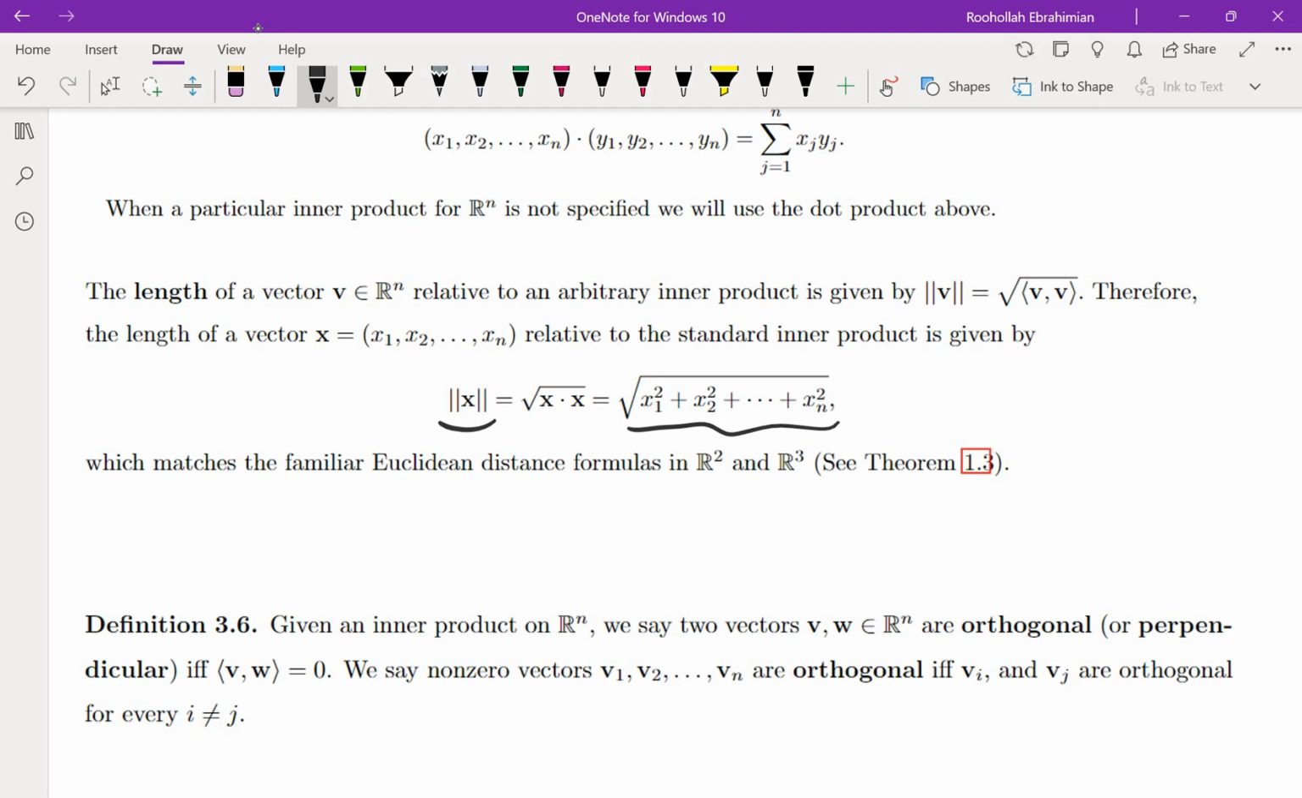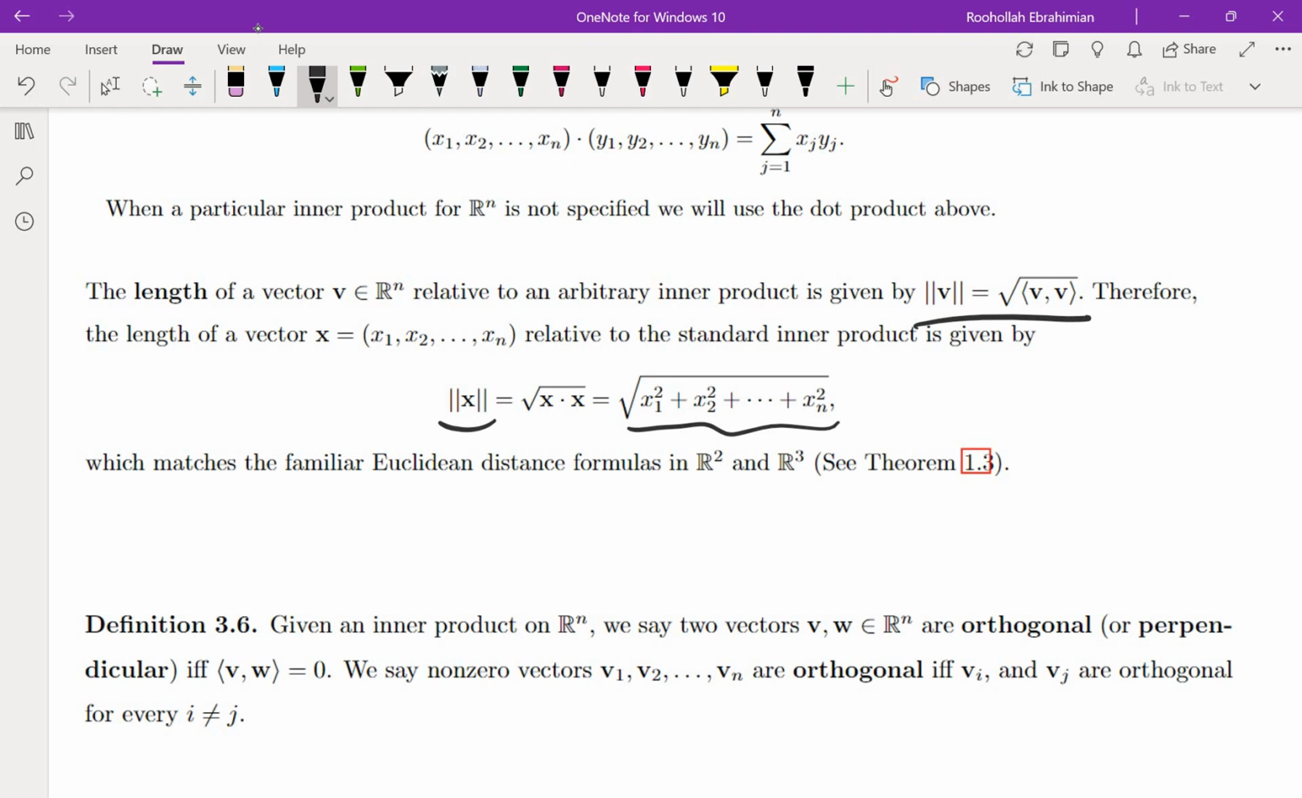So in general, the length of a vector v is defined this way. If you have an inner product in a vector space, in Rn, then you define the length of every vector with respect to that inner product as the square root of the inner product of that vector with itself.